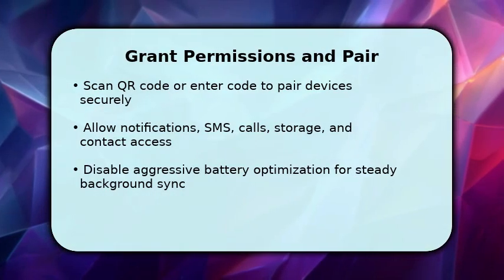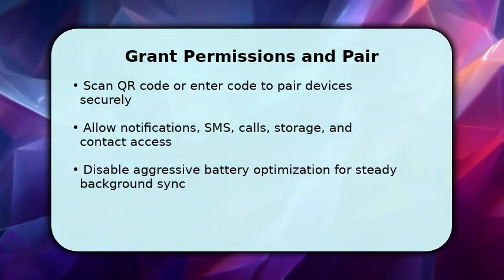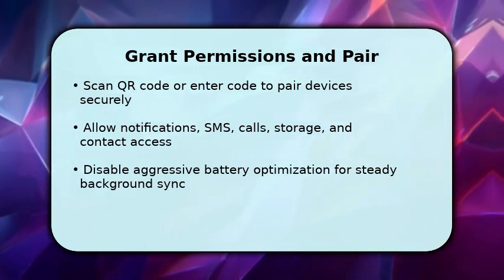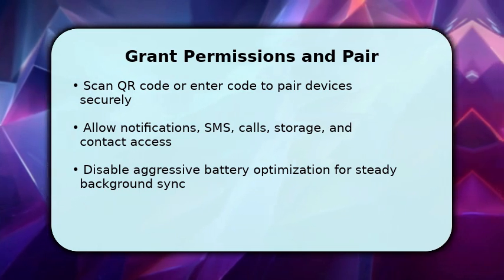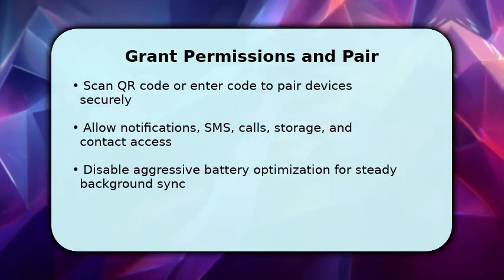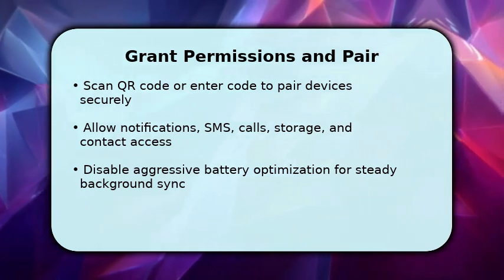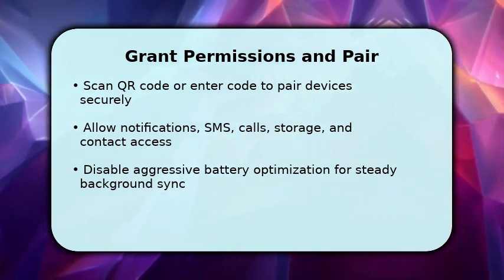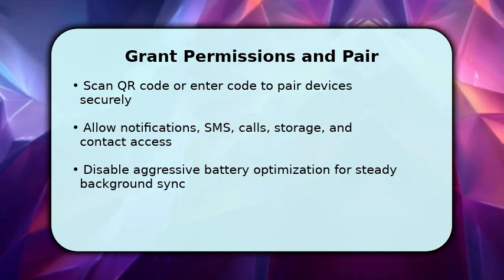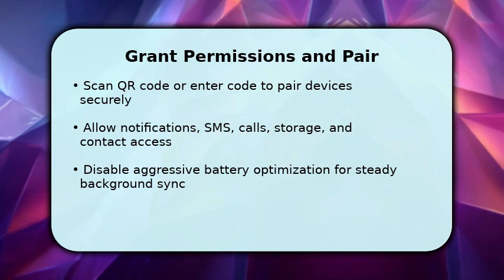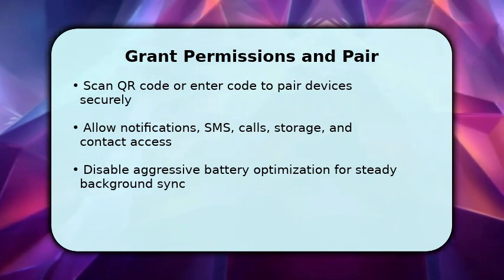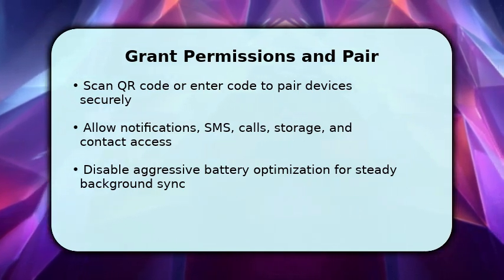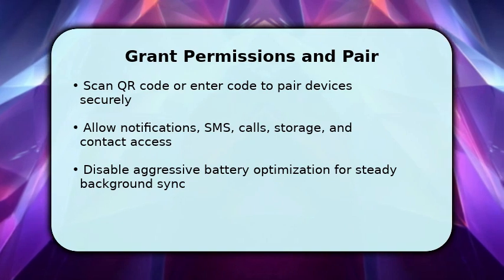You now complete the more detailed pairing and permission steps so features work reliably. After scanning the QR or entering the code, grant requested permissions: notifications, SMS, calls, contacts, and storage. These let the PC mirror alerts and access files. Make sure the companion app is allowed to run in background and exempt from aggressive battery optimization so messages and calls arrive consistently. Once permissions are accepted, the PC will sync recent messages and show a device tile. Don't skip the background activity setting.